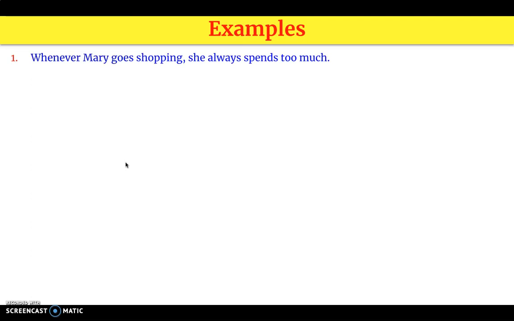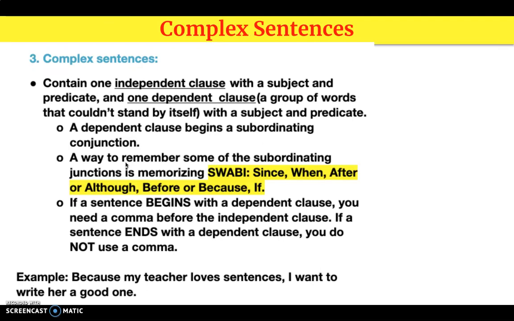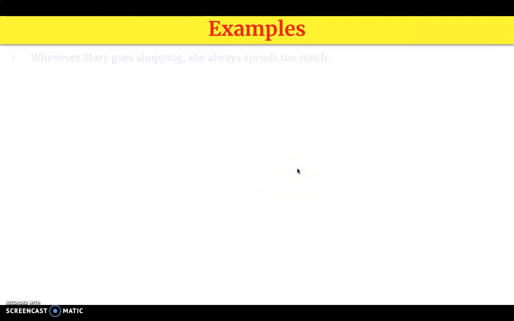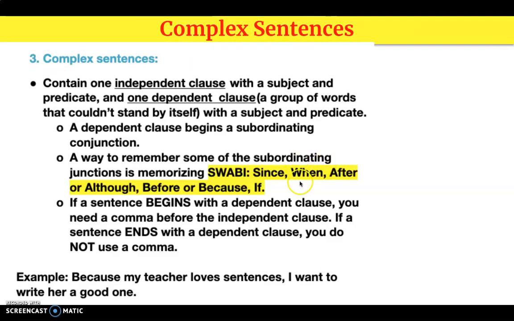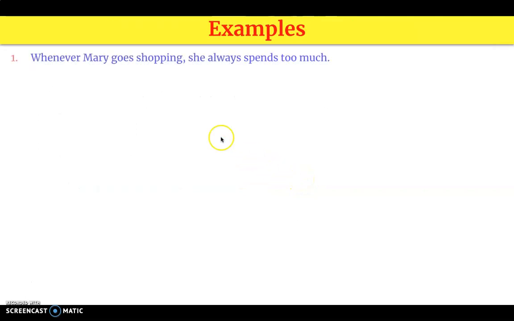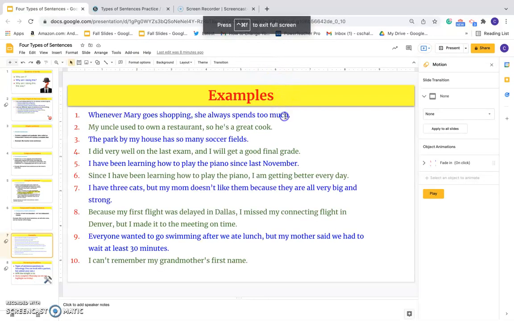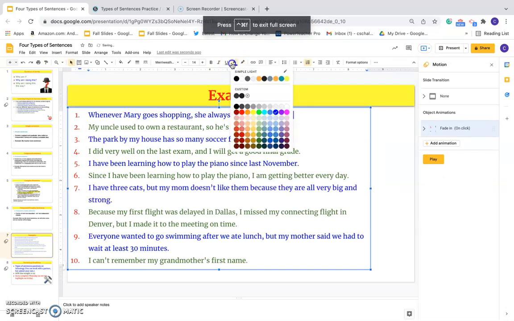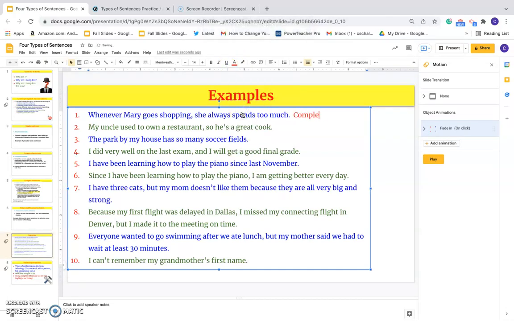Whenever Mary goes shopping, she always spends too much money. Again, if we look at SWABI, I see "whenever," very similar. Whenever Mary goes shopping, am I still waiting for something? Yes. She always spends too much time. So boom, I'm going to write right now. Complex.